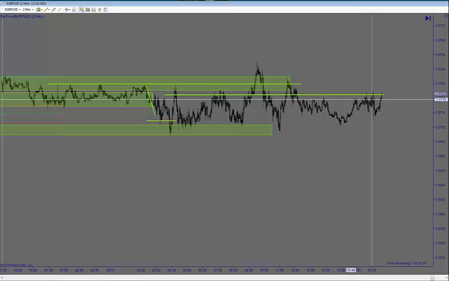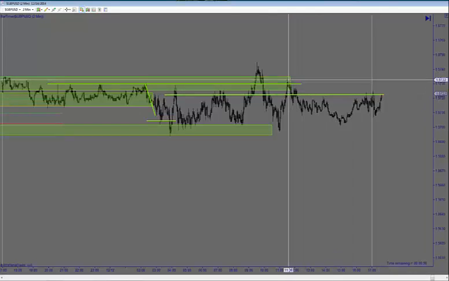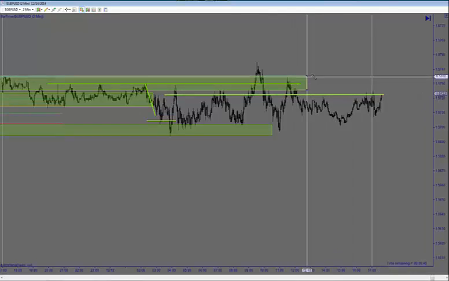But am I making a new structure high here? No, definitely not here. I am making higher lows, so that tells me that I should expect price to be able to close above this area. So my next area of interest remains this rectangle again.